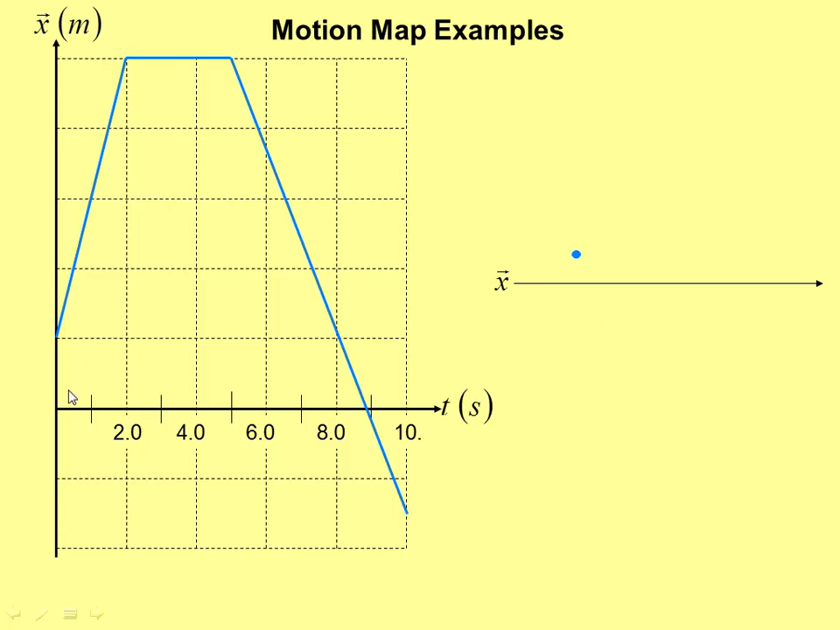1 second later, he's further to the right. 1 second later, he's even further to the right. How much further? Well, since this is a straight line, it's a constant velocity, and therefore he's the same distance to the right. So here's the 0 second dot, the 1 second dot.